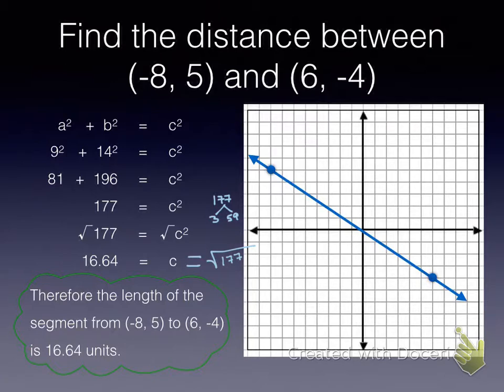And again, if you think about that one, 13 squared is 169. 14 squared is 196. So it's somewhere between 13 and 14. Okay, the answer. All right, so any questions? See me in class tomorrow.